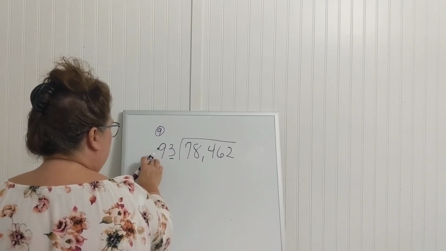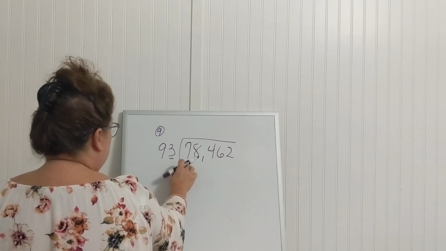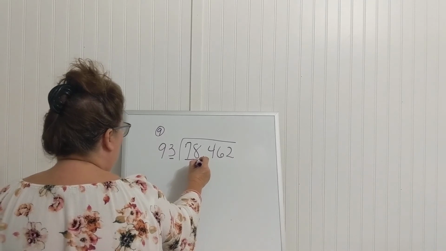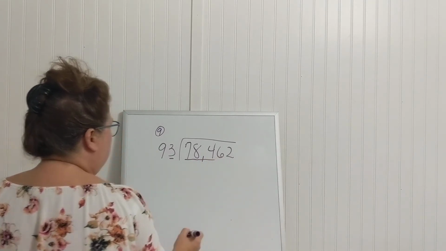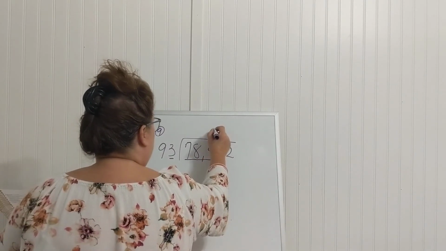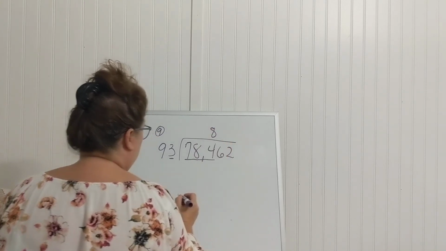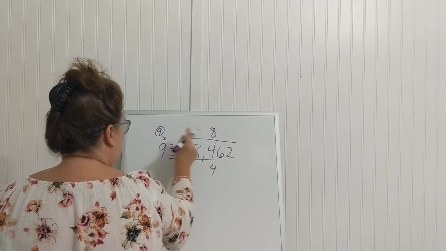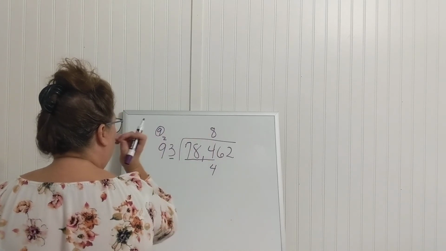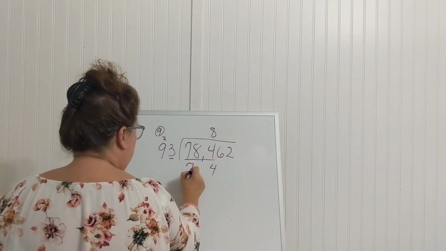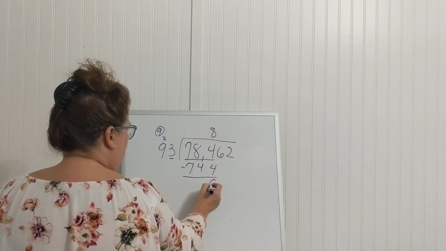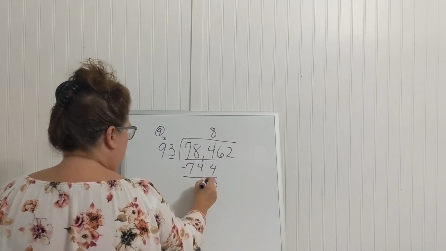So now we look back at our real divisor, 93. Can 93 go into 7? No. Can it go into 78? No, but it can go into 784. So our 8 will go straight above our 4. 8 times 3 is 24, put 4 down, carry the 2. 9 times 8 is 72, plus 2 is 74. We subtract, 4 minus 4 is 0, 8 minus 4 is 4.